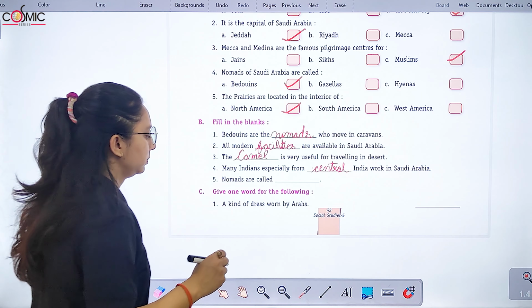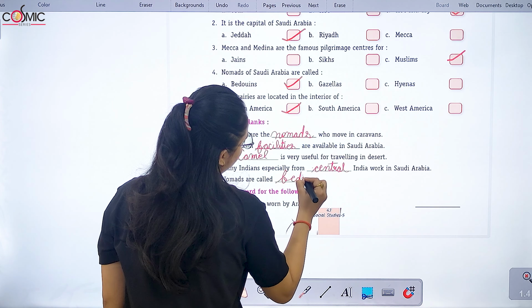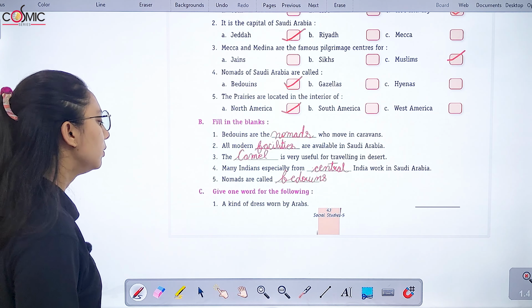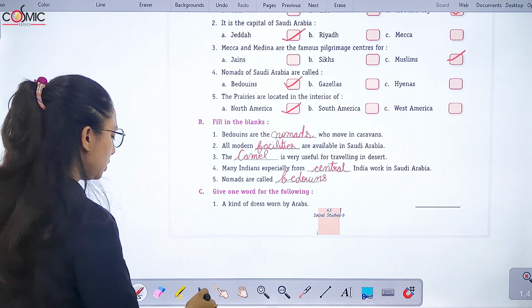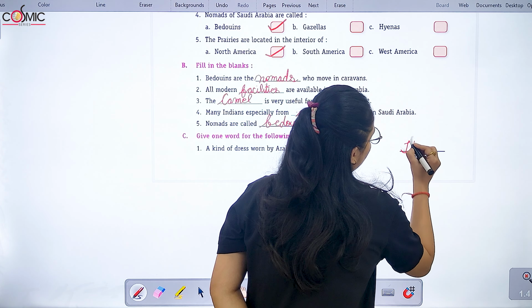Nomads are called Bedouins. Now give one word for the following. The kind of dress worn by Arabs. So what do they wear? Thobe.